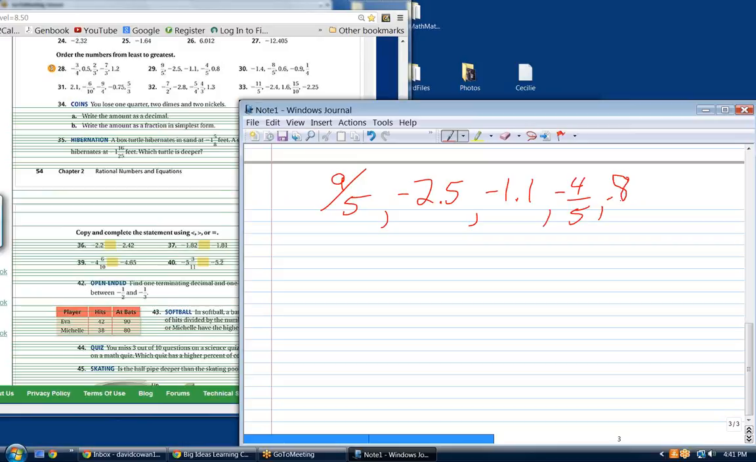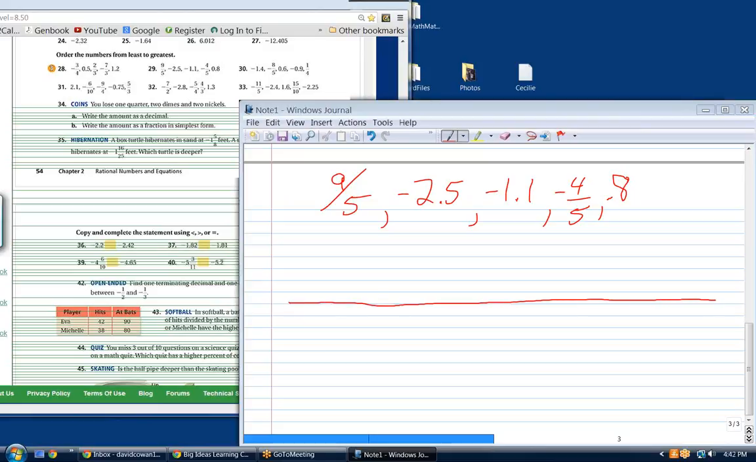Okay. You always want to think of the number line here. In other words, to figure out how to do this, let's draw a number line. Let's label 0. What is the number the furthest to the left on the number line? Out of the five numbers that I've listed, which one goes furthest to the left?